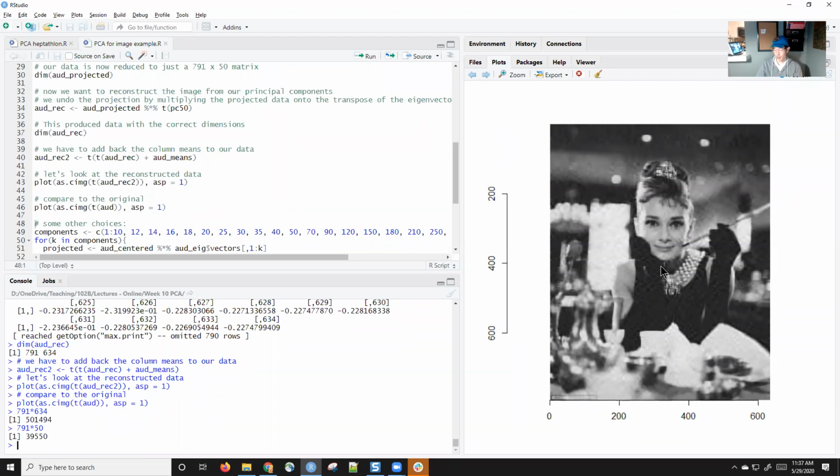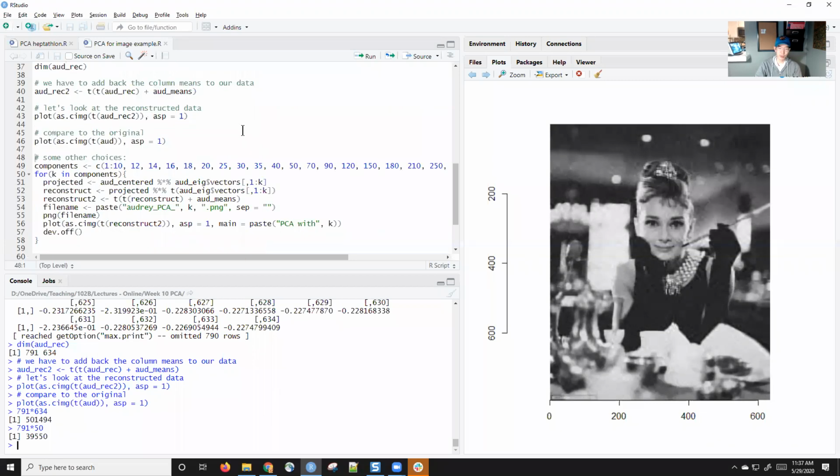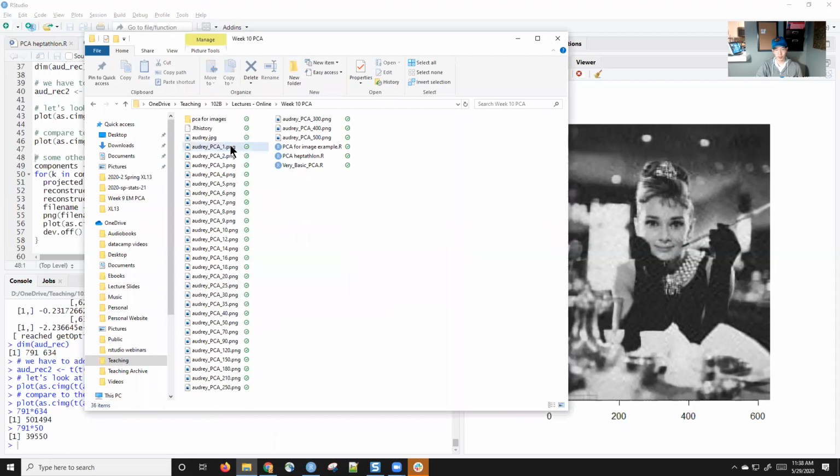Okay. I wrote a loop here that goes through and shows you what the image would look like if, instead of keeping 50 principal components, we only kept one, or 2 or 3 or 10 or 12 or something like that. I tried a various number of principal components, and I just want to show you the results of that.